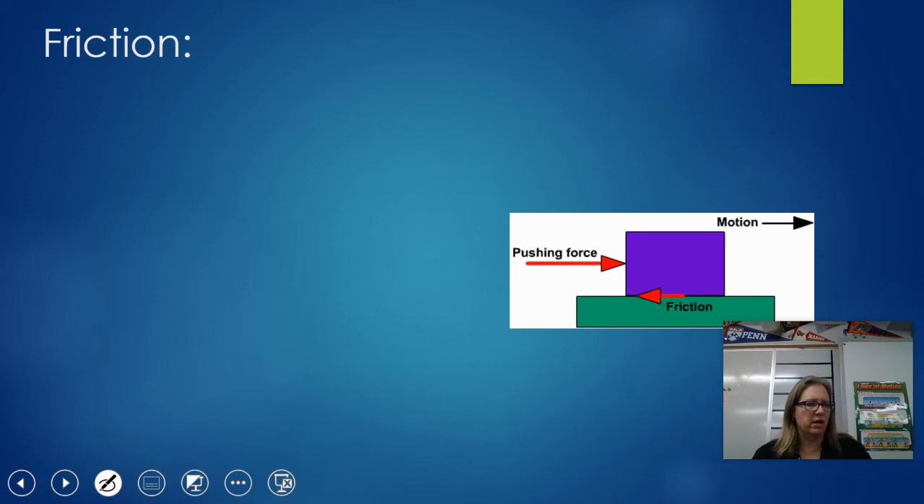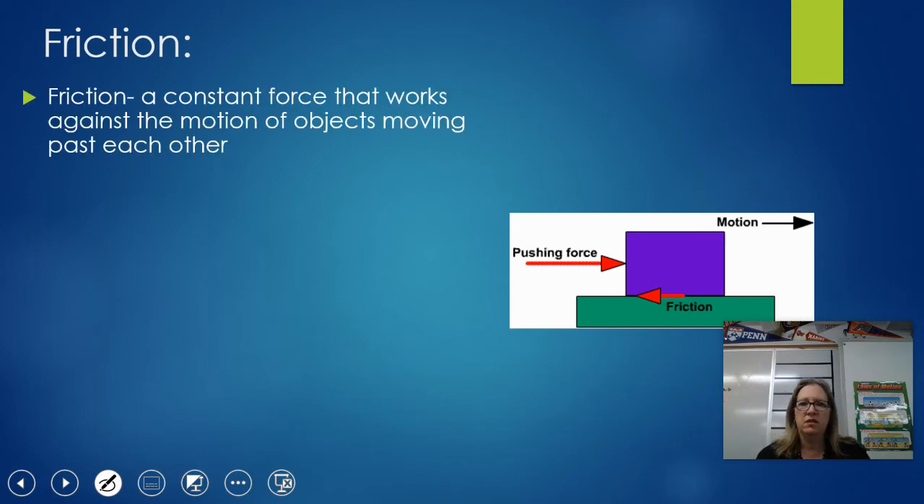Moving on, another force we can talk about is friction. Friction is a constant force that works against the motion of objects moving past each other. Whenever two objects touch, they are going to have friction, and it's a force that's trying to prevent the movement. You've all experienced this if you've had a rug burn before. The rug is trying to prevent your leg from moving, so that force is acting on your leg, and it produces heat. That's why it burns.